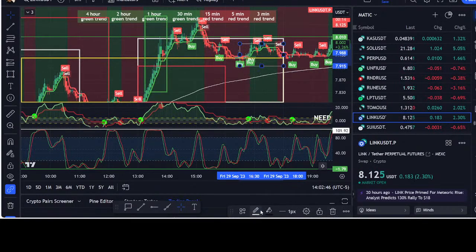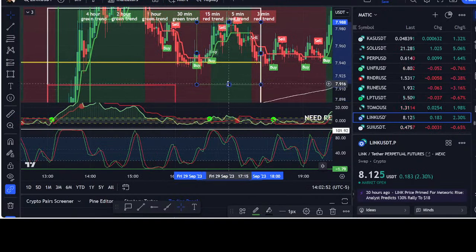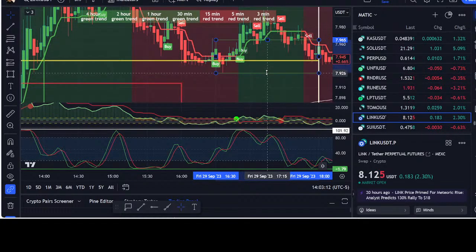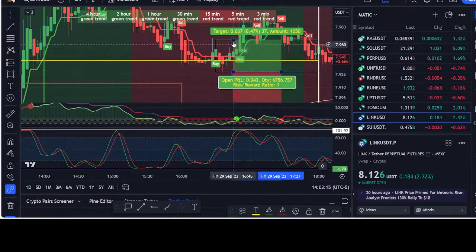You went for a short. What was your entry? 79.43? What was the entry price? It was 79.66. Oh, you tried to catch the top of that candle, and you went to short it. Yes, I tried to go for the quick 20. You're good. What was your leverage? That one was 20. Yeah.